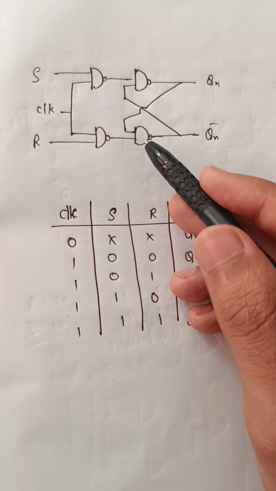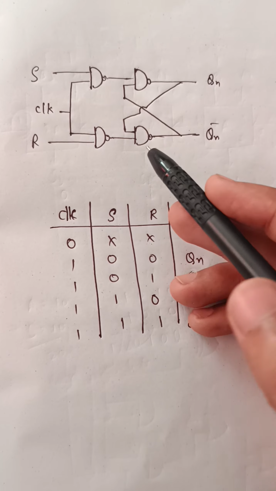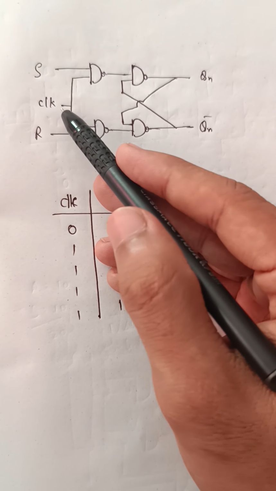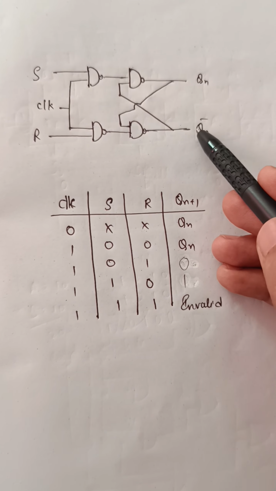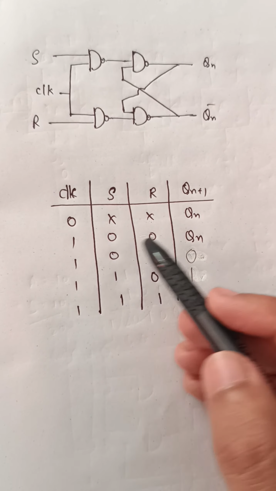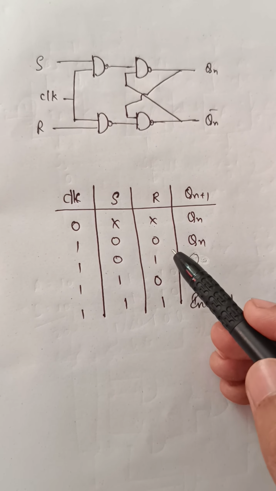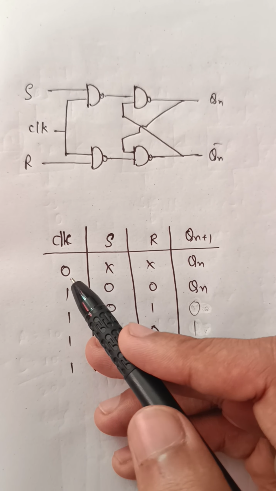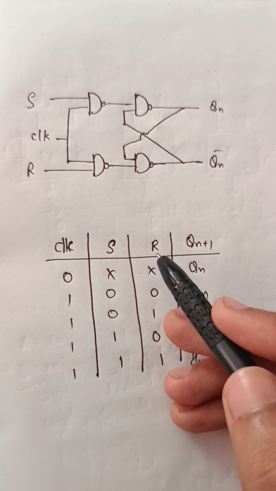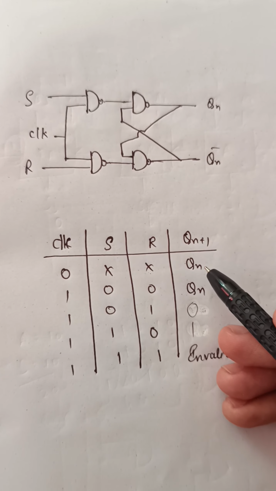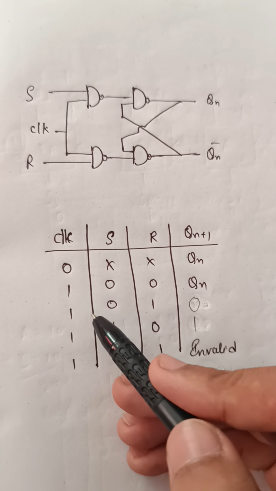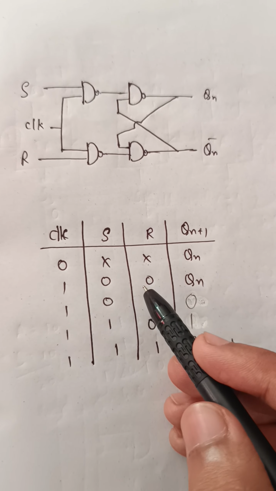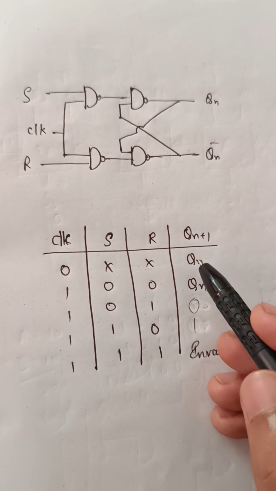Here is the circuit diagram for the SR flip-flop. Here S and R are the inputs, CLK is the clock, and the outputs are Qn and Qn bar. This is the truth table for the SR flip-flop. If the clock value is 0, then S and R are don't care and Qn+1 is Qn. And if the clock value is 1 and S and R are 0 0, then the Qn+1 value is Qn.